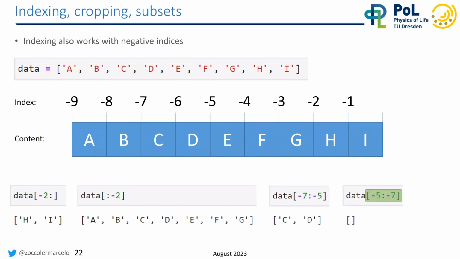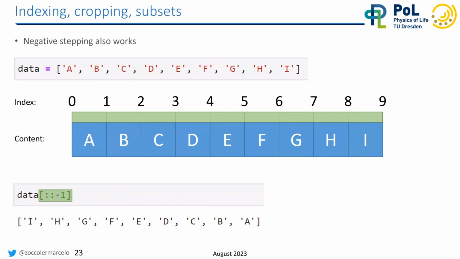Sometimes this is not possible, like if we start at -5. It always goes from left to right: the left is the start and the right is the end. So this works because it starts from -7 and goes up to -5. But if you try to go from -5 to -7, -5 is in this case bigger, so there's nothing there. So it returns an empty list.